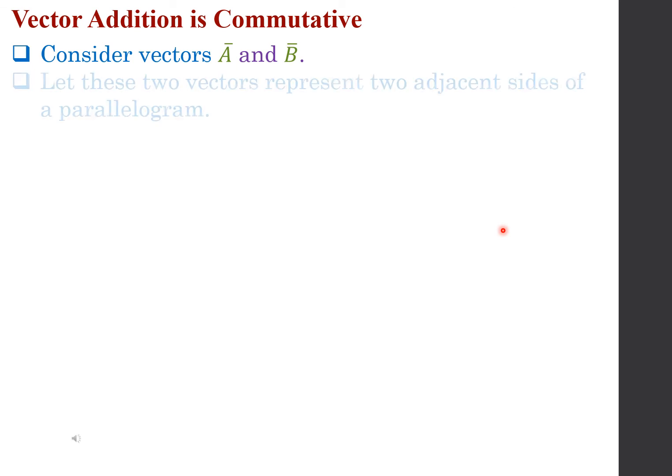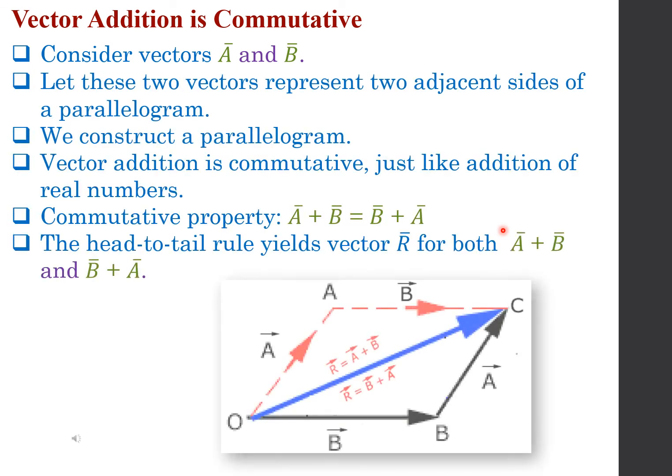Vector addition is commutative. Let's prove it. Consider vector A and vector B. Let these two vectors represent two adjacent sides of a parallelogram. We construct a parallelogram. Vector addition is commutative, just like addition of real numbers.